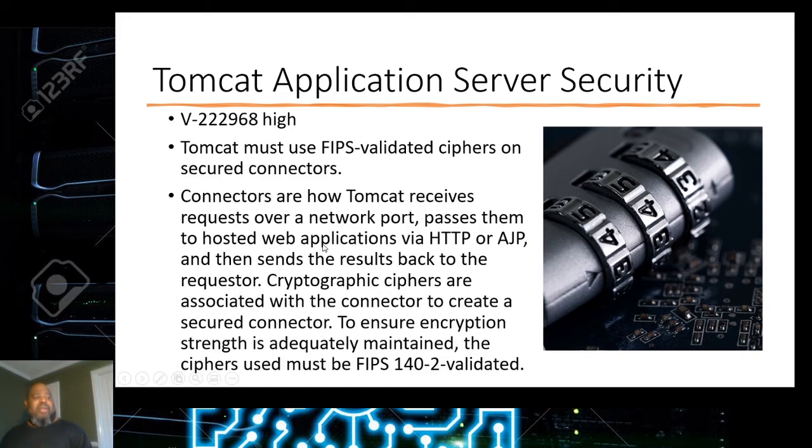The Tomcat must use FIPS-validated cipher on a secure connection. Connectors are how Tomcat receives requests over the network ports, passes them to the host base via HTTP or HTTPS, then sends the results back to the requester. The cryptographic ciphers are associated with the connectors to connect to the secure connector. To ensure encryption strength is adequately maintained, the ciphers must be FIPS-140-2 validated.